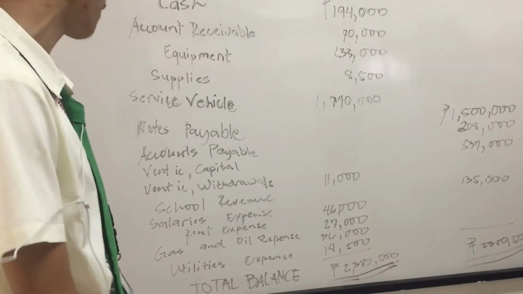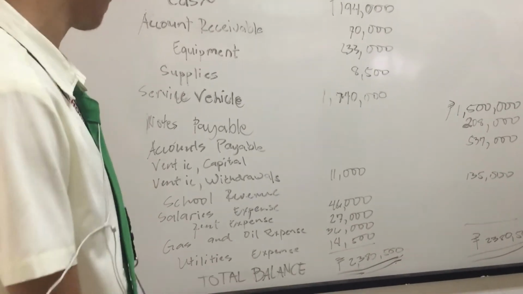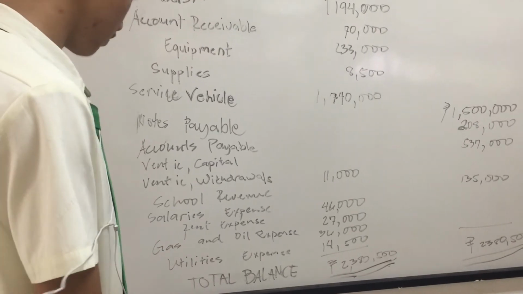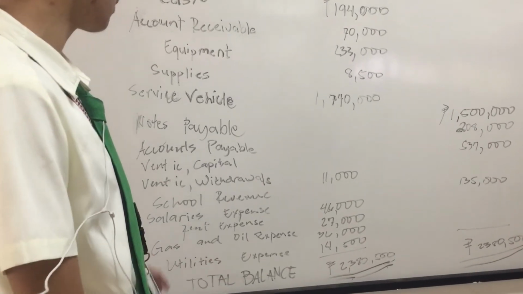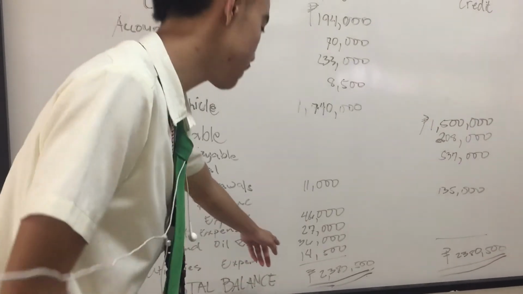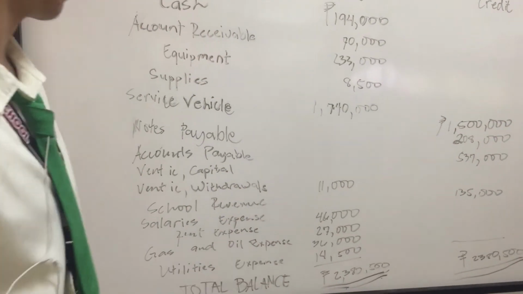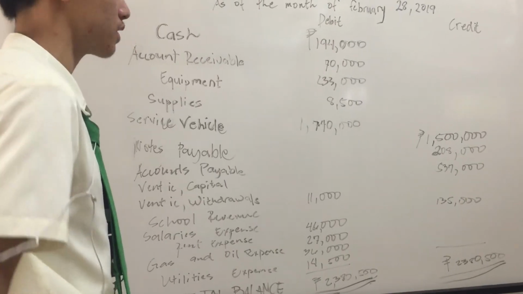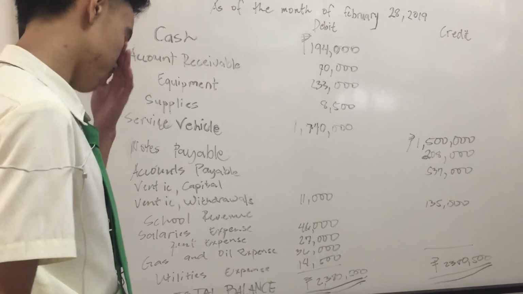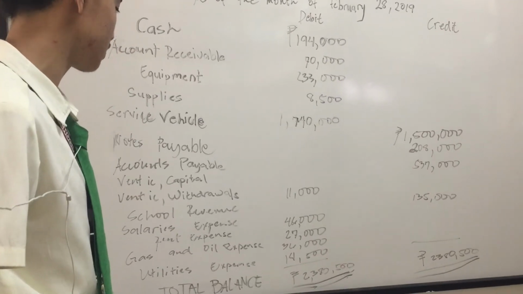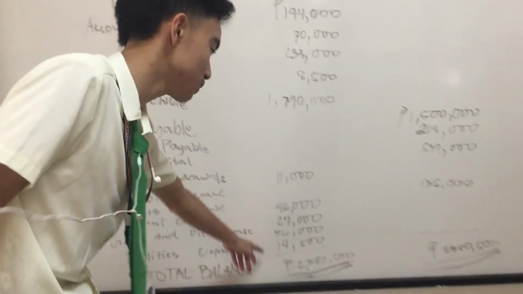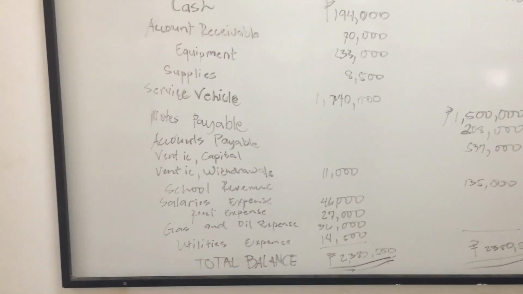The normal balance of gas and oil expense is debit. So after that, you put the gas and oil expense end balance from the T accounts, which is 36,000 pesos. Utilities expense, normal balance is debit. So you put the end balance of utilities expense from the T accounts here, which is 14,500 pesos.